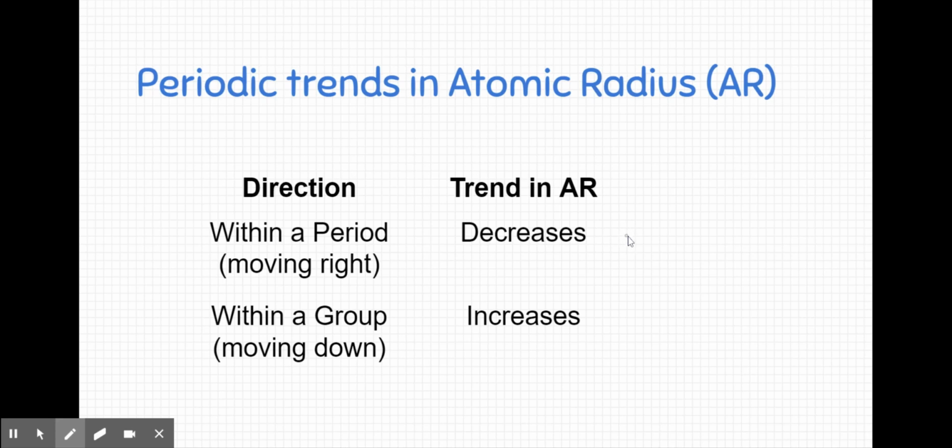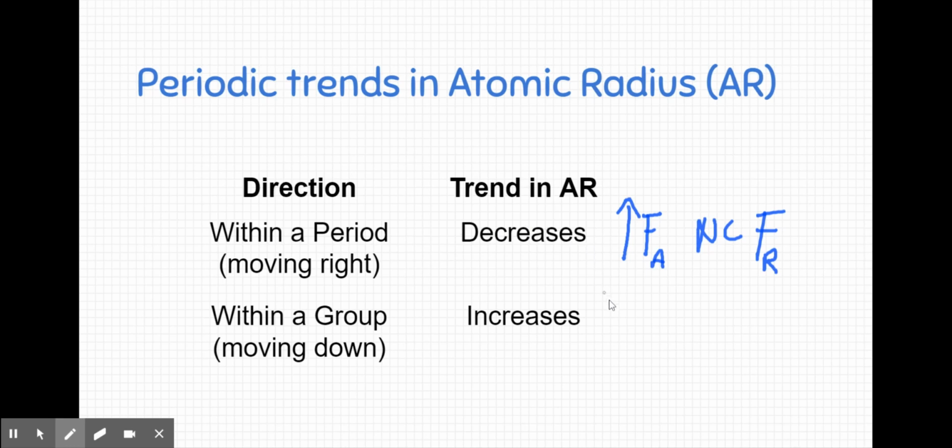As we're moving right in a period, the core charge, which is a measure of the force of attraction of the nucleus on the valence electrons, is increasing. So as we're moving to the right, the force of attraction is increasing. When we're within a period, there are always the same number of inner shells of electrons. So there's no change, I'll just put NC, no change in the force of repulsion. So if the force of attraction is increasing and there's no change in repulsion, those electrons are going to be pulled closer to the nucleus.